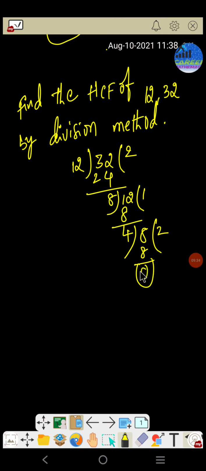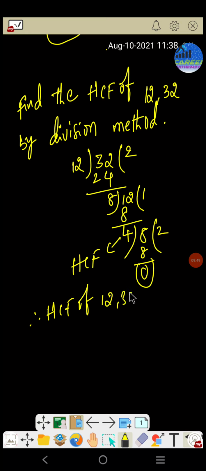That means in which case the remainder is 0, at that time what is the divisor? 4. So 4 is the HCF of 12, 32. Therefore the HCF of 12, 32 is how much? 4 only.